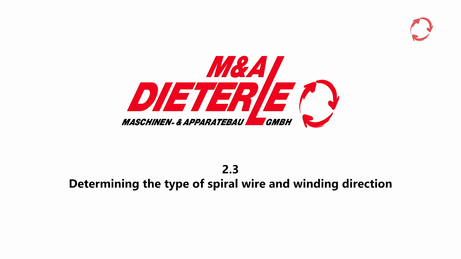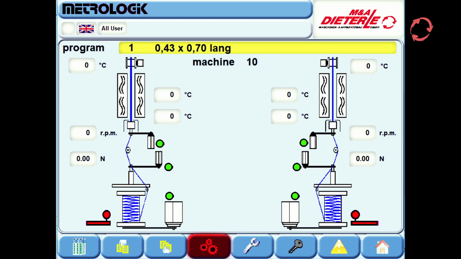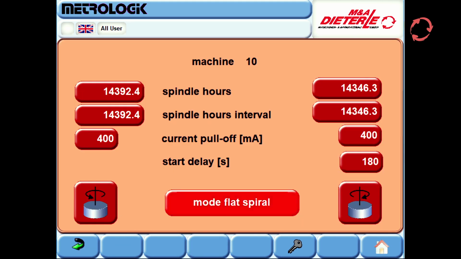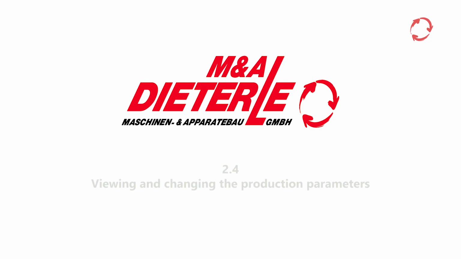From the window with the actual values, the selection window for the selected machine can be reached via the Process button. The choice between round spiral and flat spiral can be made here. In the next step, the rotation or winding direction for the respective spiral is selected. Then you can return to the window with the actual values by pressing the Back button.